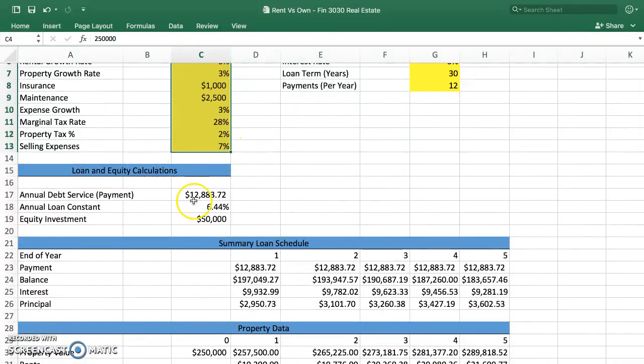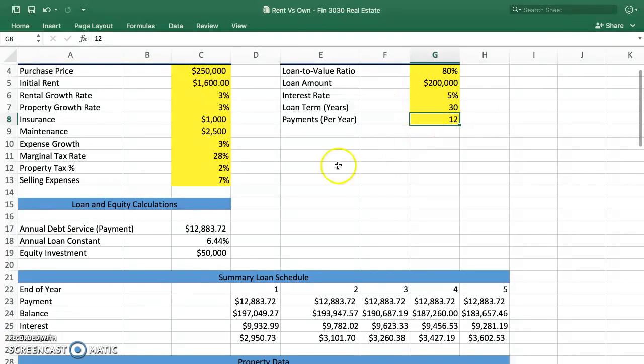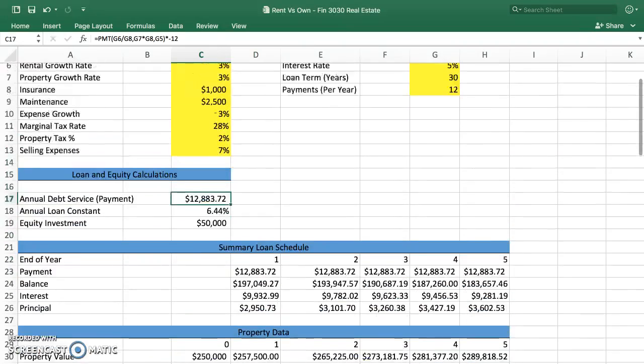Here we have our loan and equity calculations. We have three different things here: annual debt service payment, annual loan constant, and equity investment. For the annual debt service payment, an important thing to remember is that they're asking for the annual, not monthly. But here we have it in months. So whatever we do at the end, we need to multiply it by 12 to make sure that we get the annual debt service. And that's really important for the rest of this.